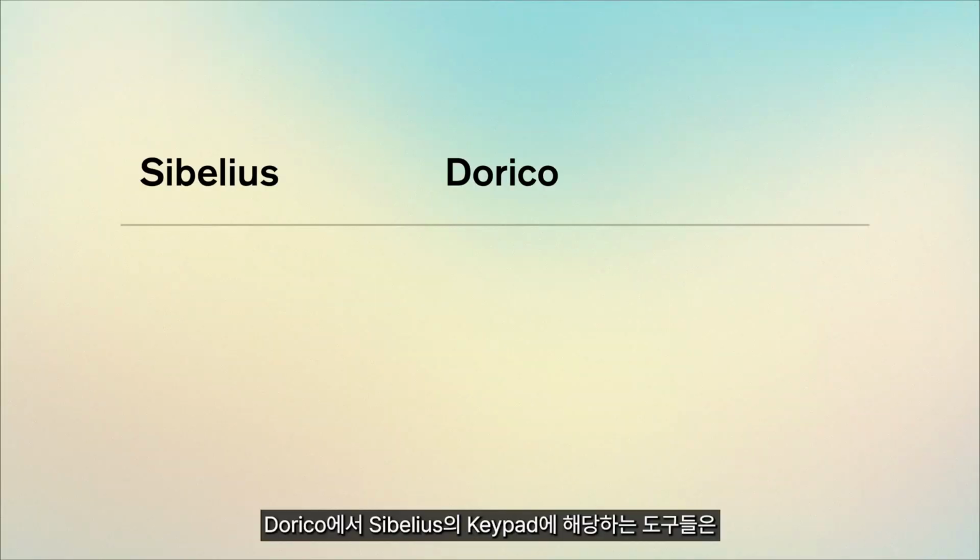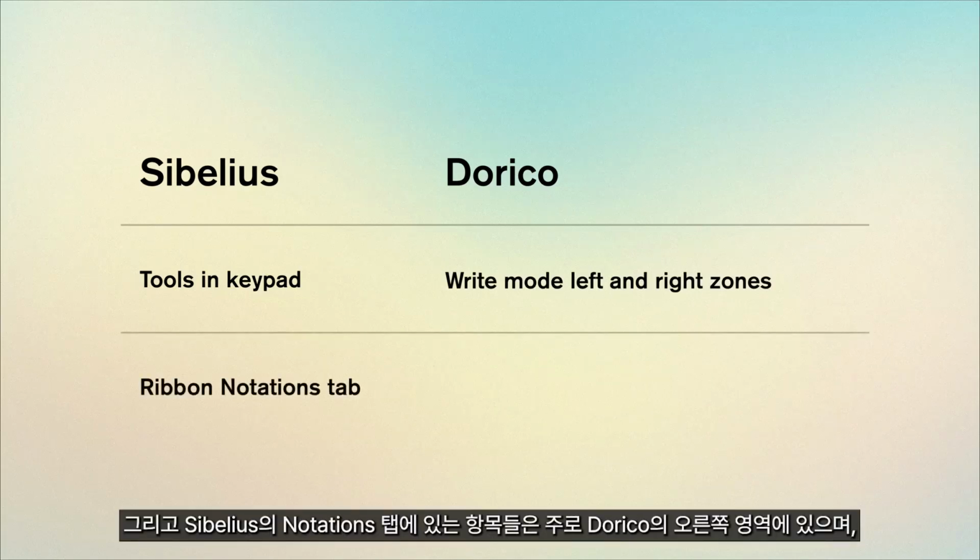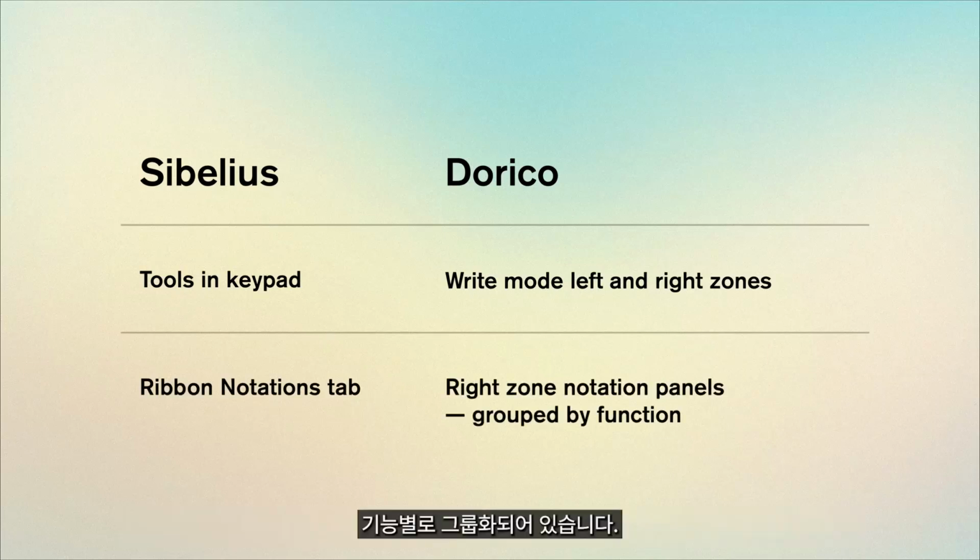So to review, in Dorico, if you want to find the tools that are normally in the keypad in Sibelius, you will find them in the Write workspace, in the left and right zones. Items found in the Notations tab are found generally in the right zone and grouped by function. In the next video, we'll explore a more streamlined approach to accessing tools with keyboard shortcuts.